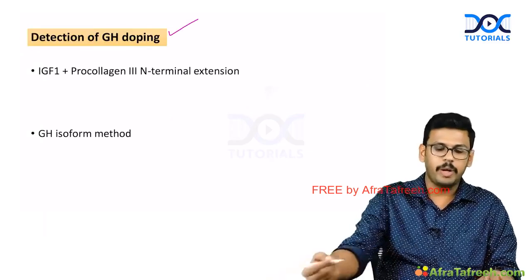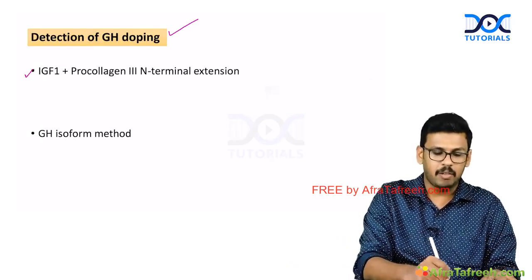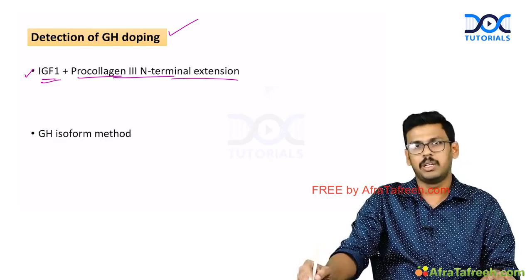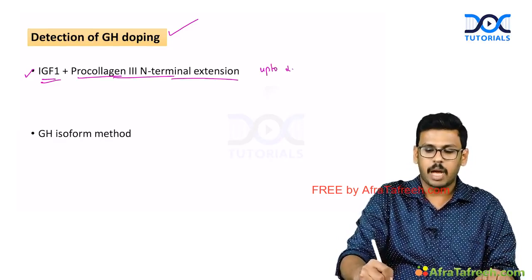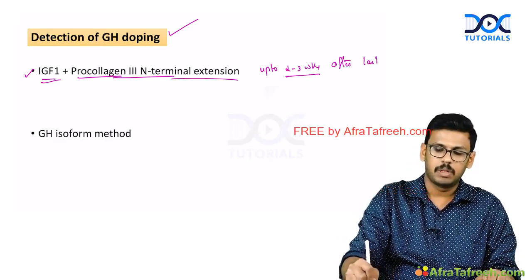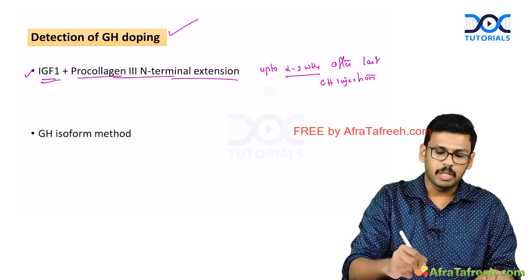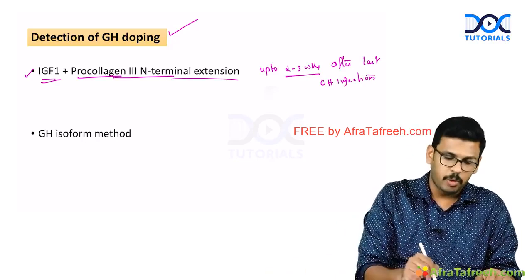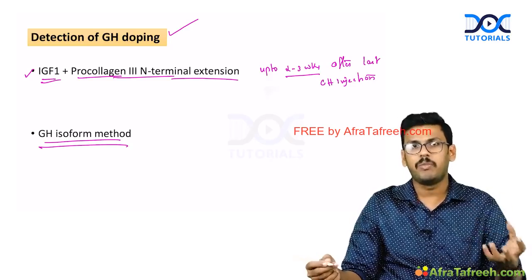Now, how are you going to detect the growth hormone doping? You look at a combined analysis of IGF-1 plus pro-collagen 3 N-terminal extension. So, this may remain elevated up to 2 to 3 weeks after the last growth hormone injection. So, elevated IGF-1 coupled with increased pro-collagen 3 N-terminal extension. And also, the second test that we are using is the growth hormone isoform method.